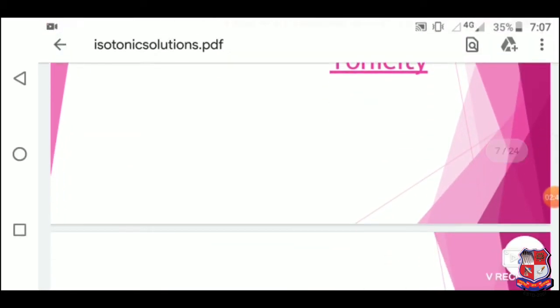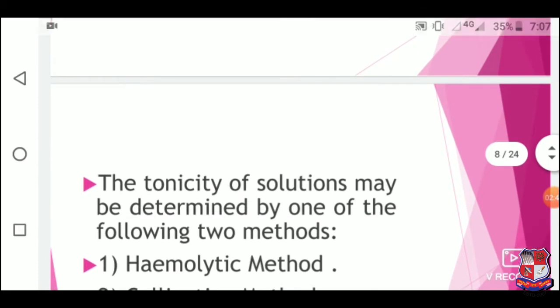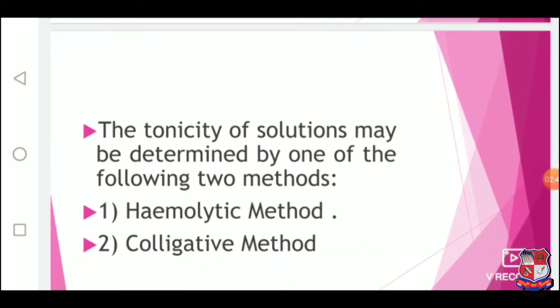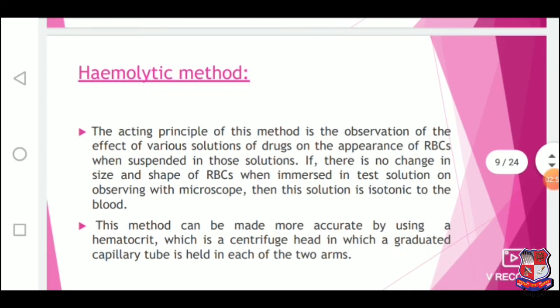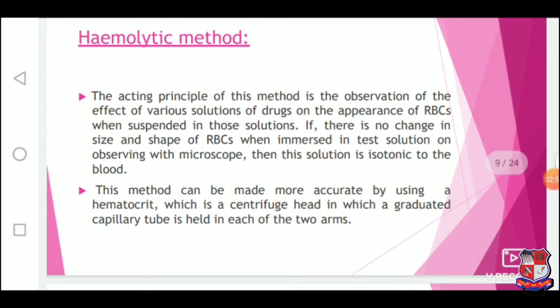Measurement of tonicity. The tonicity of the solutions may be determined by one of the following methods: hemolytic method and colligative method. Hemolytic method. The principle in this method is the observation of the effect of various solutions of drugs on the appearance of red blood cells when suspended in those solutions.